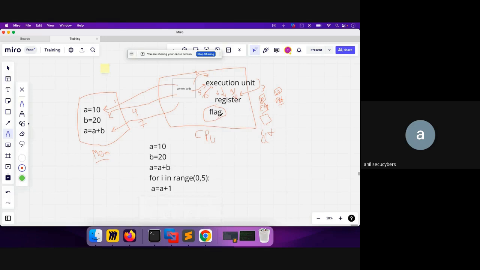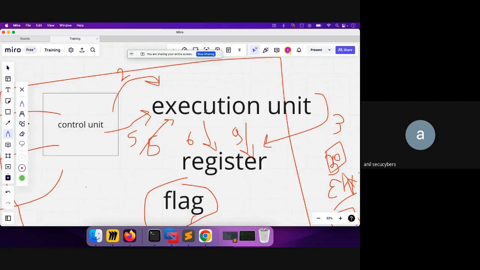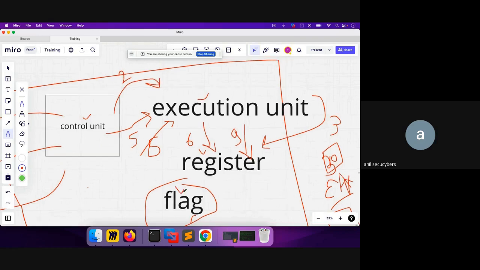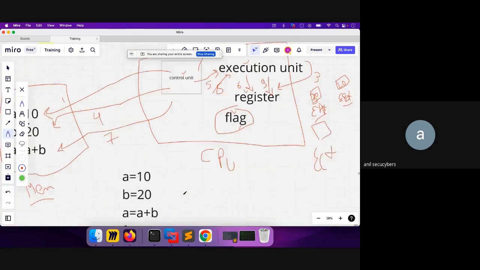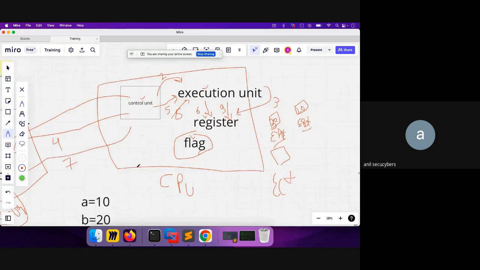So overall, the CPU is normally made of 4 components: the control unit, execution unit, register unit, and flag. This is in layman's terms. And let's say this memory is the RAM memory. Now once I have discussed this, I will add one more level of sophistication.